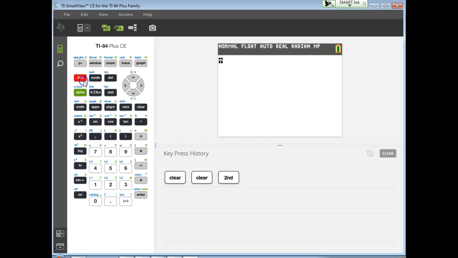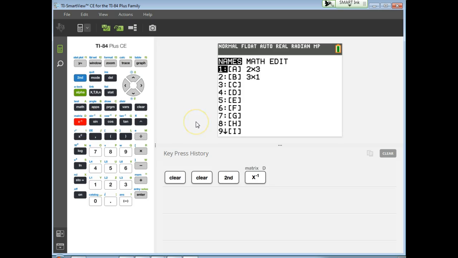So, second inverse is the matrix menu. Within the matrix menu, you have a choice of just using a matrix, calculating some things, and then editing matrices. So unless you're using a calculator that someone from the last class already entered them for you, you're going to have to edit a matrix. So go over to edit.